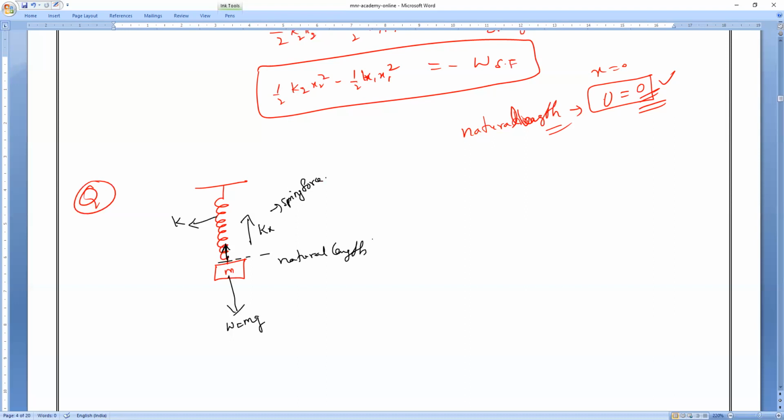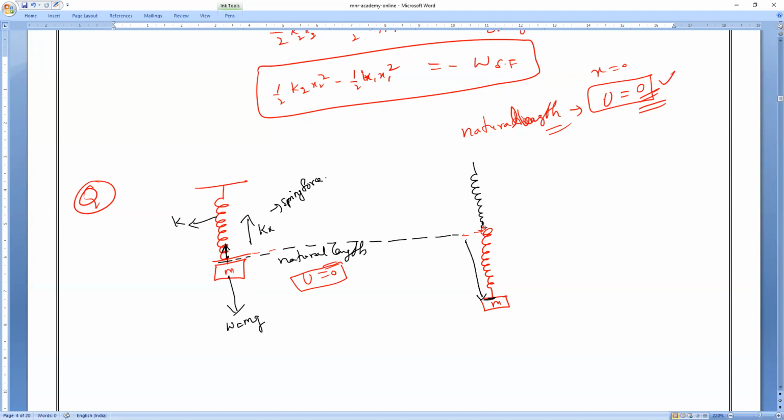Now, this spring I left undisturbed for a certain time. Now I notice there is an elongation of the spring, so the spring itself is stretched, and finally that is the second length. Now what is the change in length of the spring? This is the natural length. At natural length, what is the potential energy, everybody? Zero.